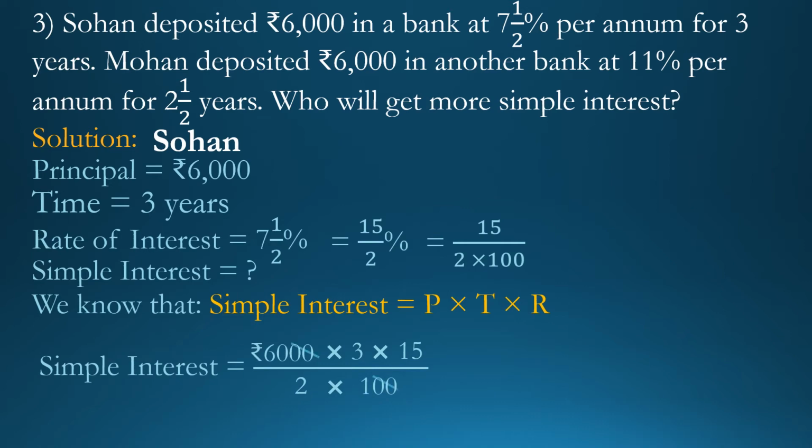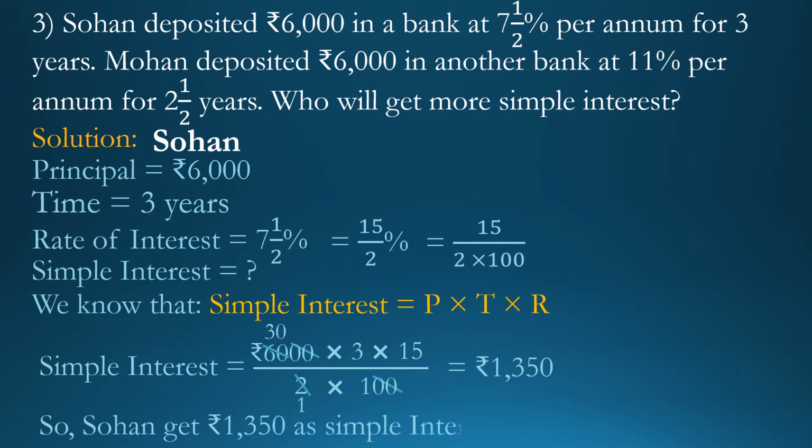Now simplify. Cut 20 by 20. See, 60 and 2 both are divisible by the same digit 2. So divide. 2 ones are 2 and 2 30s are 60. Now it cannot be further divisible. So do the multiplication. We get rupees 1350. So Sohan gets rupees 1350 as simple interest.